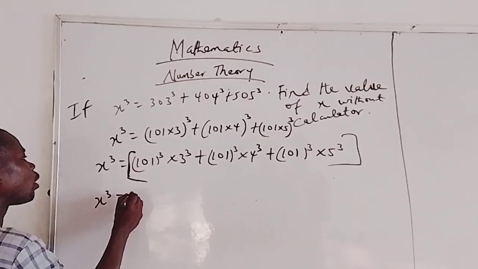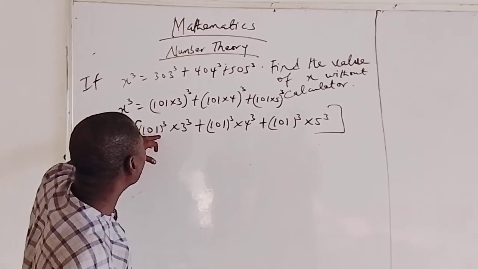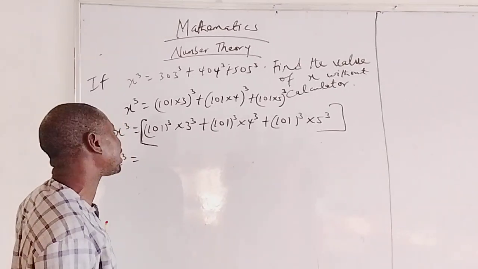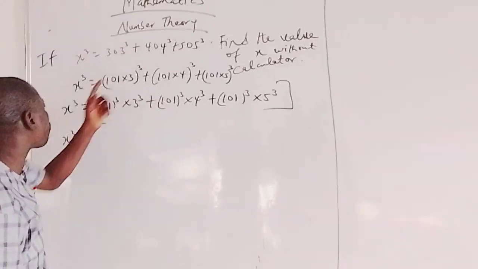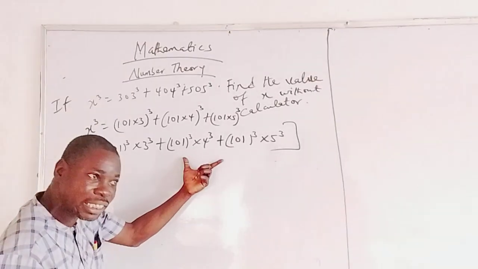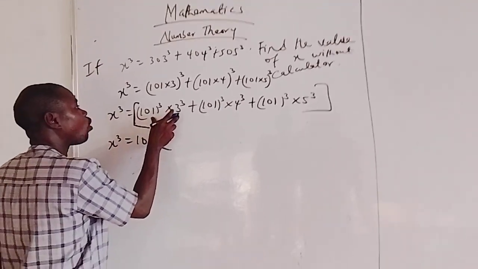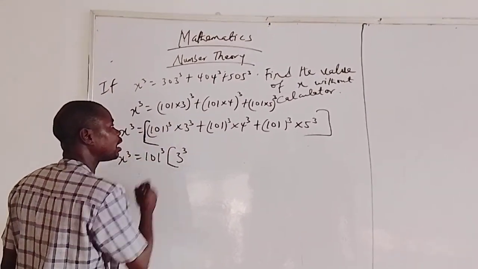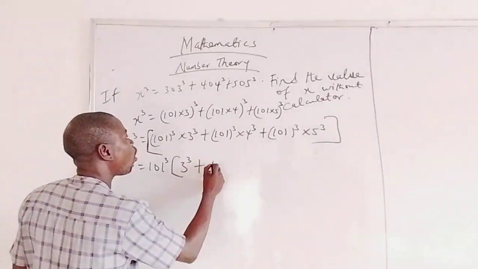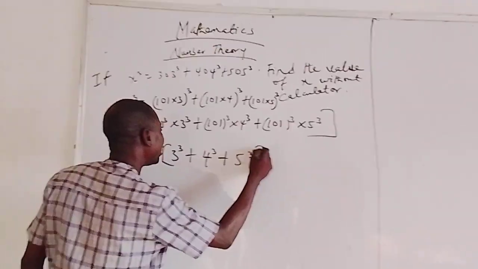Then x cubed is equal to, when we look at this carefully, we will discover that 101 to the 3 is common to everything in this giant bracket. So we can now bring out 101 to the 3 from the bracket, which is just a sort of factorization. So when 101 to the 3 is brought out from the first expression, we are left with 3 to the power 3, then plus, what is left here is 4 to the 3, then plus, what is left here is 5 to the 3.